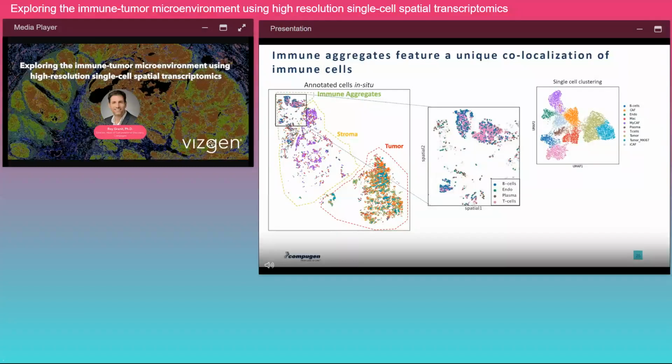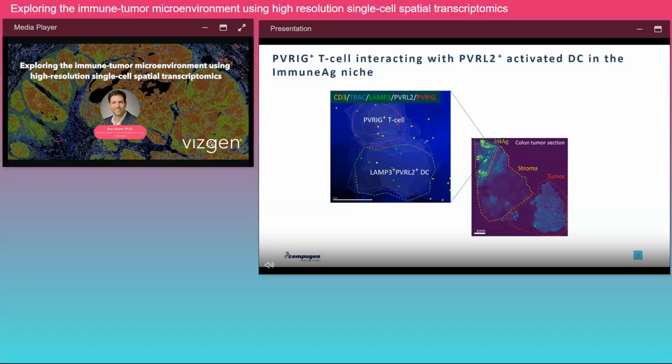What we saw is that in the immune aggregate region, we can see a nice and unique mixture of lymphocytes. We have B cells, we have T cells, we have plasma cells, all in very close proximity next to each other in a very unique pattern that is characteristic of these regions. We also have unique endothelial cells, which are important for these structures. Then we dived even deeper into this region, and we can find in the immune aggregate regions dendritic cells that express PVRL2 in very close proximity to CD8 T cells that express PVRIG. So they possibly interact as we initially assumed.